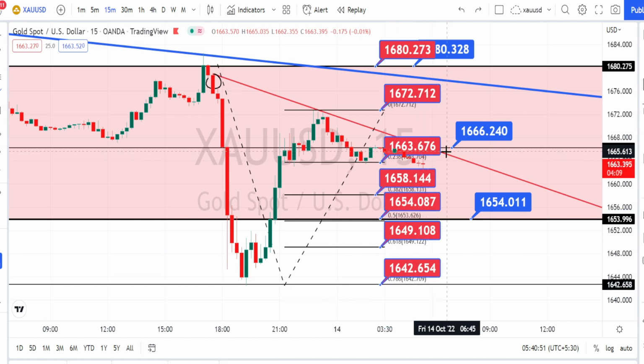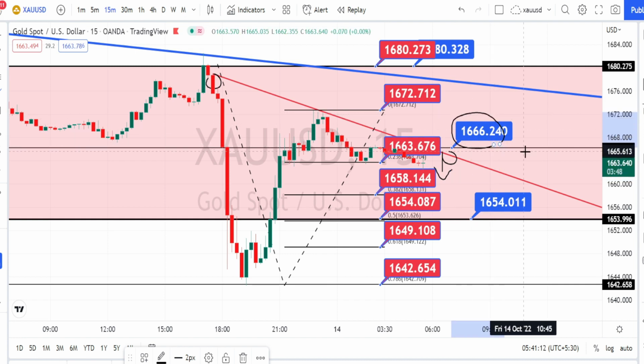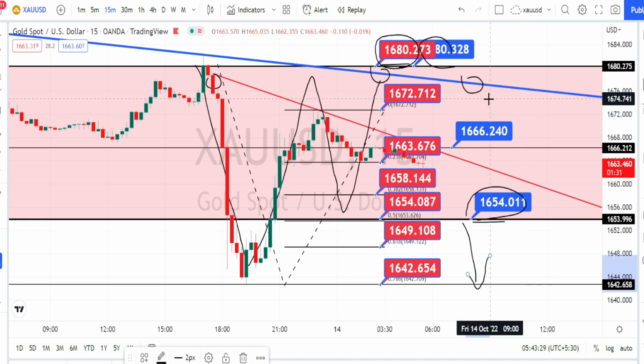So currently the price action is testing this resistance line from the 30 minutes time frame. Wait for the price action to bounce back to continue trading on a bearish side in 15 minutes time frame. And wait for the price action to break this resistance level of 1666 if you want to take trades on the bullish side retracement. That's all the analysis for today.